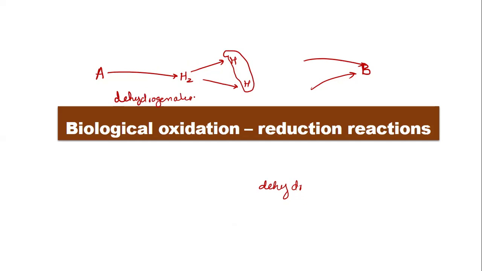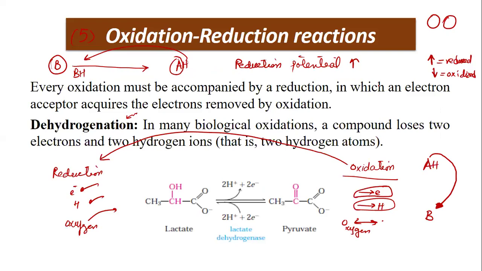then the mechanism of oxidation will be dehydrogenation. And if this species is being oxidized by releasing molecular hydrogen, there must be another species which is willing to accept this hydrogen, and it will undergo the reduction, because these two processes are coupled. The most common type of biological oxidation reduction reactions is dehydrogenation.